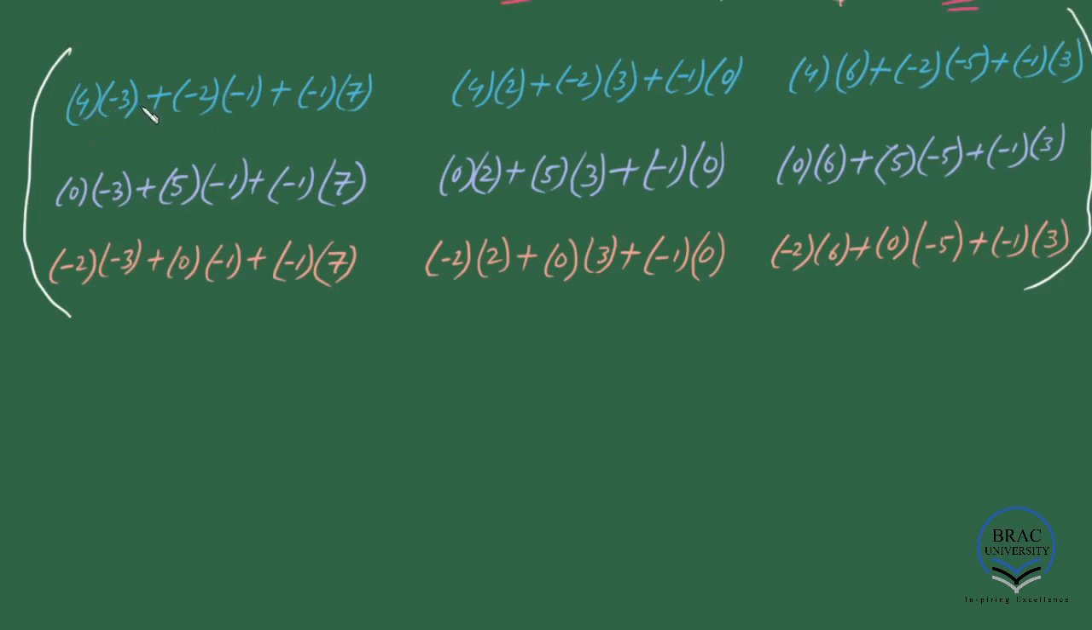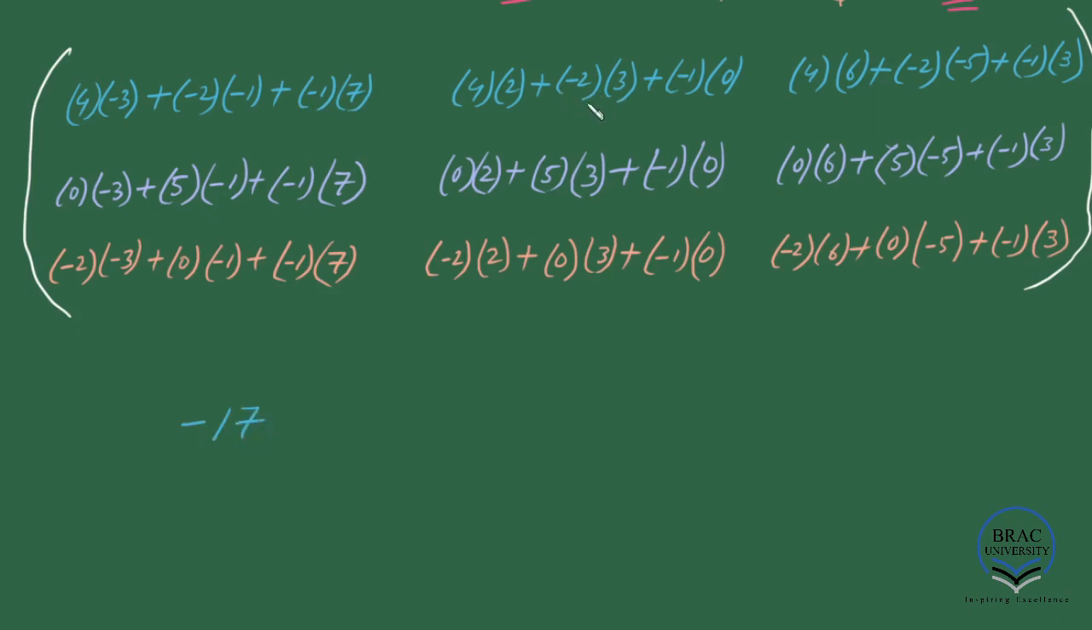We have 4 times negative 3, that gives you negative 12, and this gives you positive 2, so negative 12 plus 2 gives you negative 10, and this gives you minus 7, so negative 10 minus 7 gives you negative 17, so I'm going to write negative 17 over here.